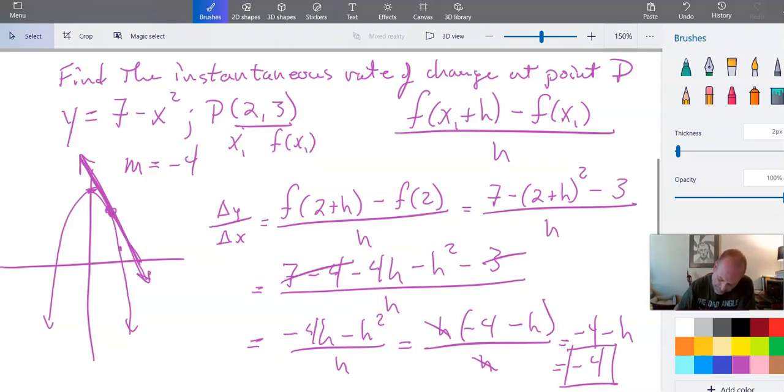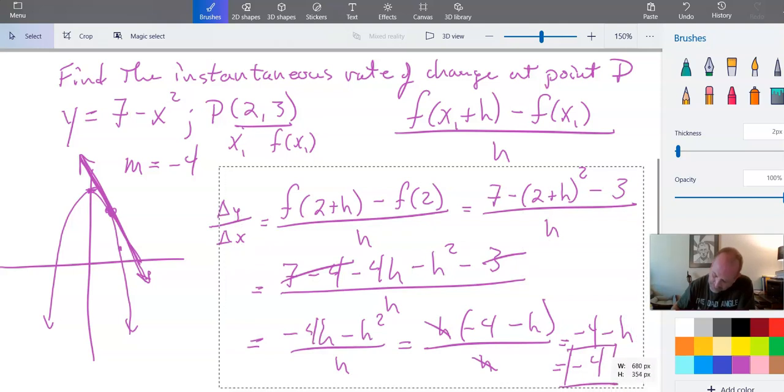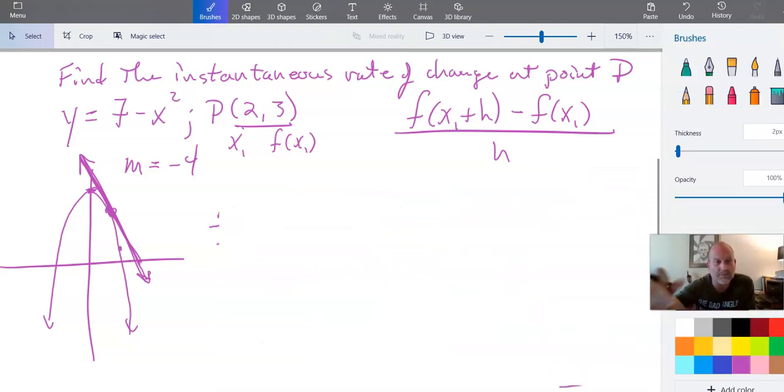Where's the select button? Let's see if I can get all this stuff off here in one fell swoop. That's most of it.